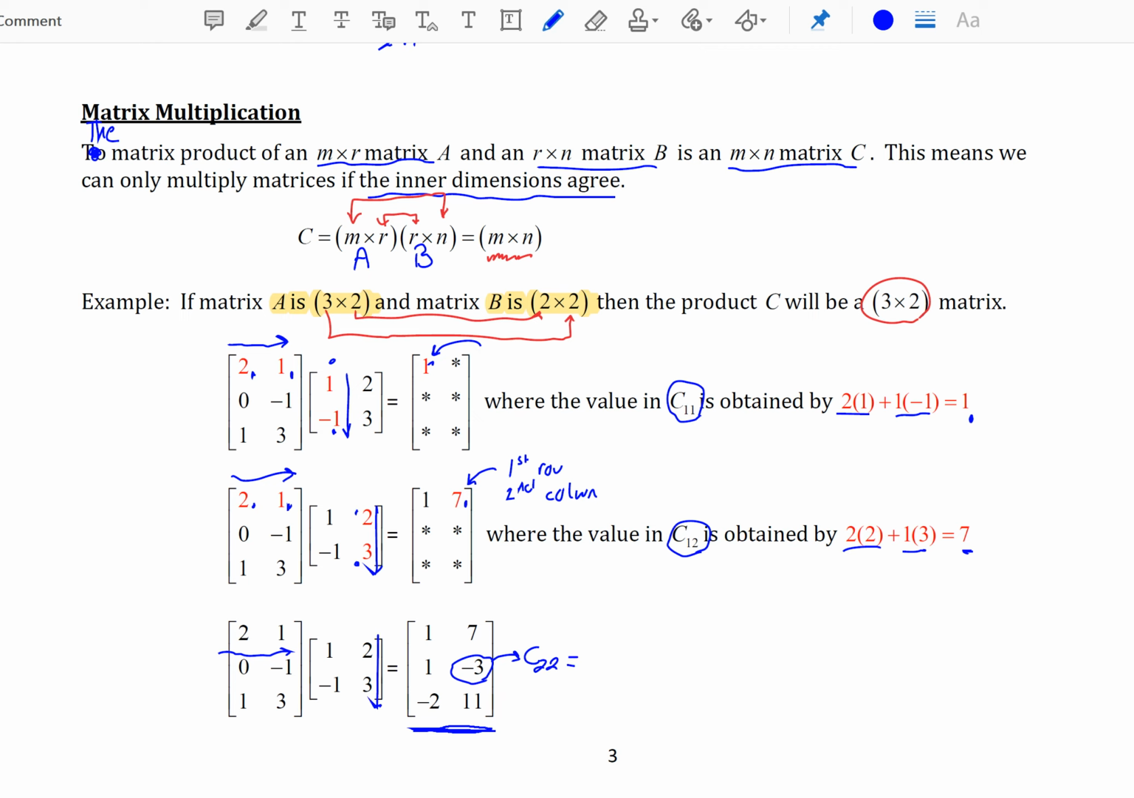So C22 would be 2 times 2 plus, oh, I'm looking at the row. I didn't look at the second row. I looked at the first row. I've got to look here. Second row, second column. Let me try that again. It would be 0 times 2 plus -1 times 3, which should give us -3.